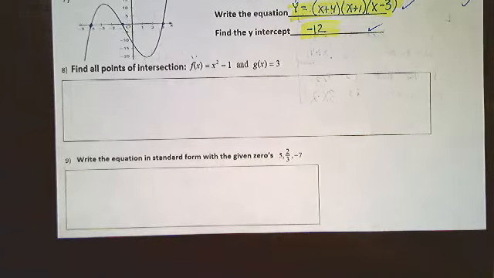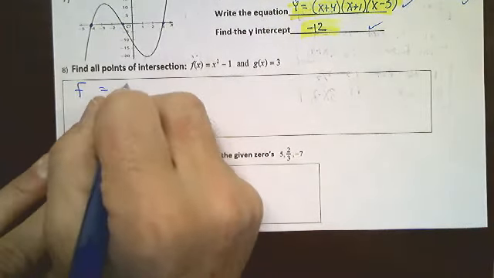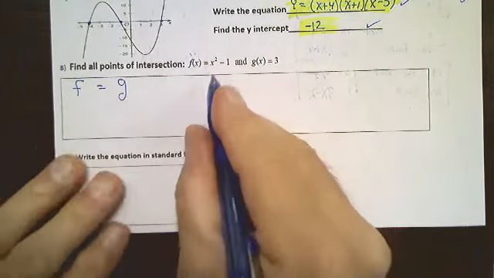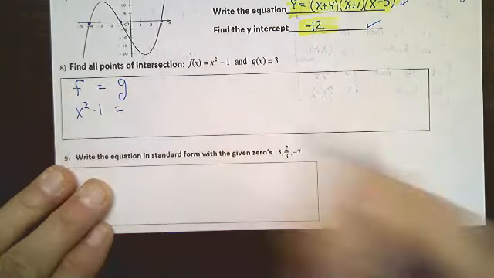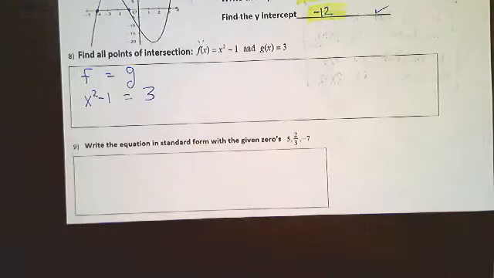What do? Yes, that's all you got to do. Set them equal. So do this. F equals G. X squared minus 1 equals 3. I need another process.